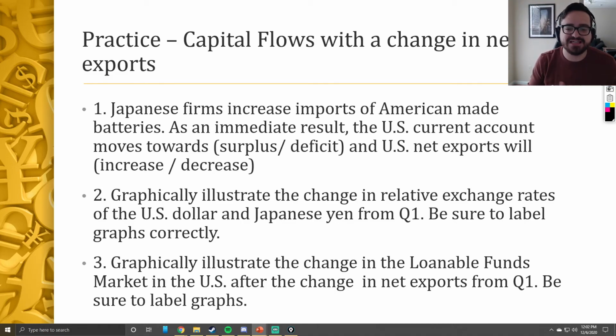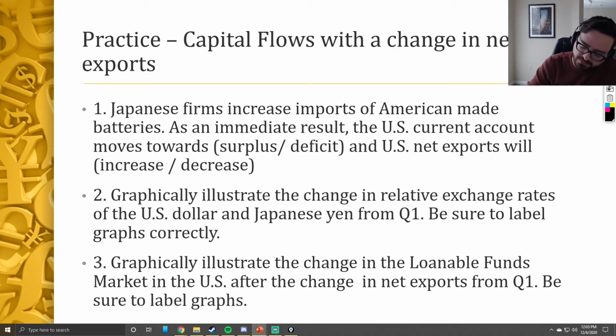And then graphically illustrate the change in the loanable funds market in the United States after the change in net exports from question 1. Okay, this is referring to capital flow. So in question 1, my net exports were increasing. So what's happening to capital flow? Where's money going? If net exports are increasing, money is flowing into the United States. Because capital flow is the flow of money. If we're exporting more, money's coming in.